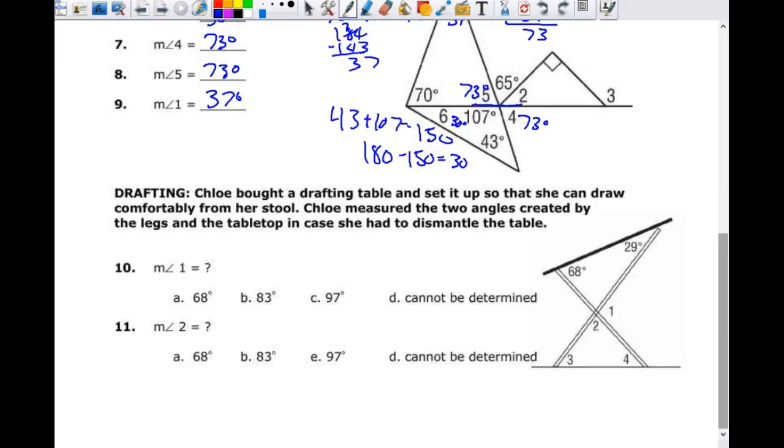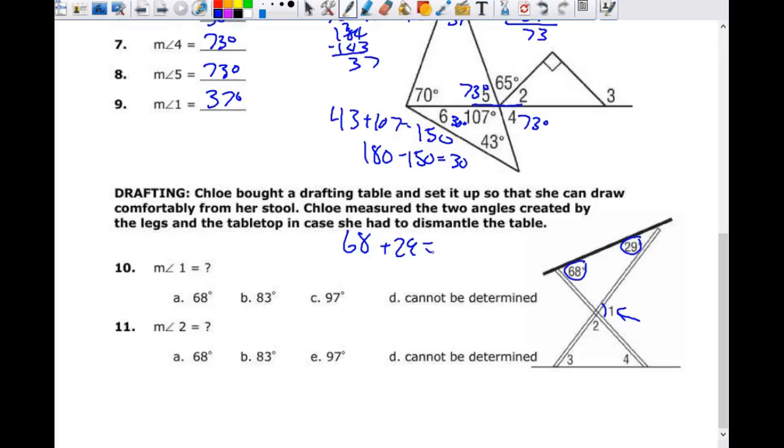All right. Chloe bought a drafting table, whatever. We're looking for the measurement of angle 1. This property is the one I have on the board right there. This angle here plus this angle here will equal this one. So 68 plus 29. Well, what's 9 plus 8? 17?